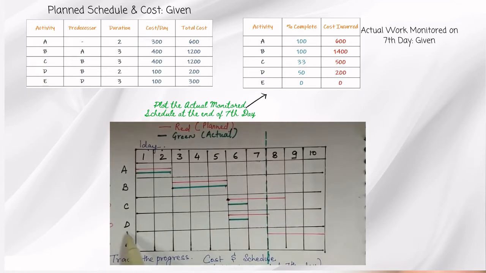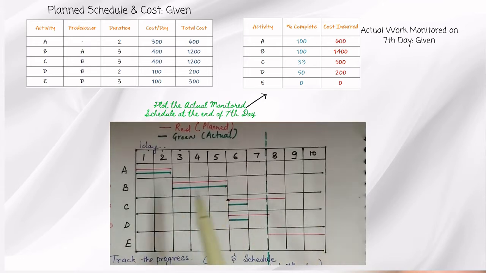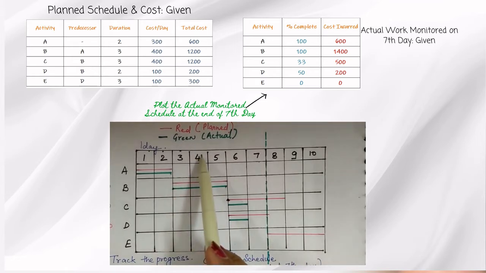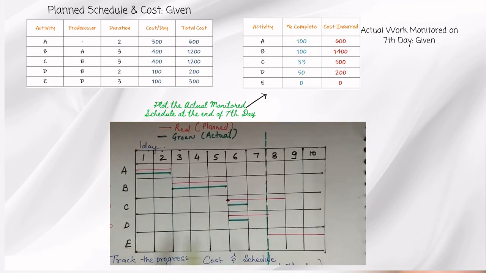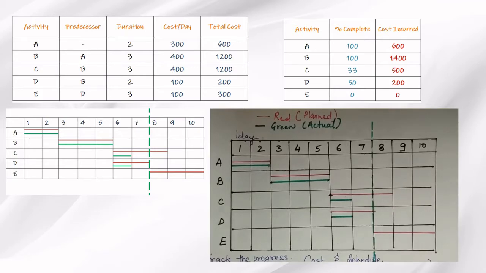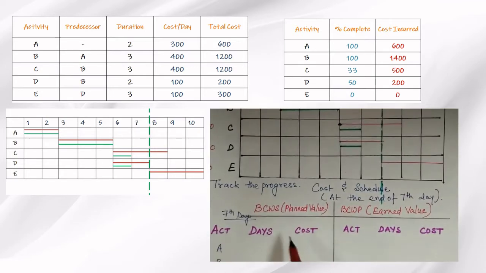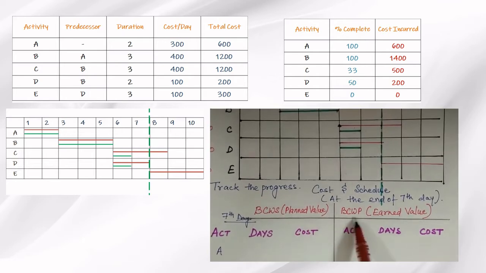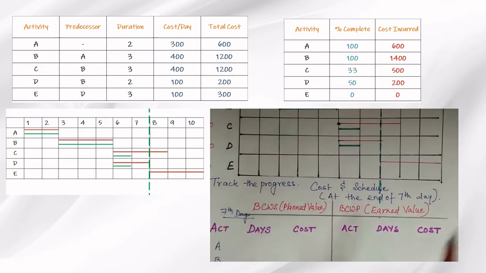Now, coming to D, it says that it is 50% complete on observation, and D was ideally of 2 days, so we have marked it as 1. So that is how we have mapped the planned versus the actual monitored onto this graph. And we haven't considered E because on the 7th day we haven't yet started the E activity. Now let us calculate the budgeted cost of work scheduled and budgeted cost of work performed with the help of this Gantt chart.